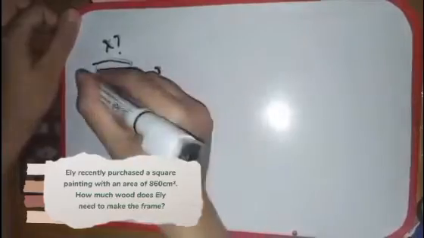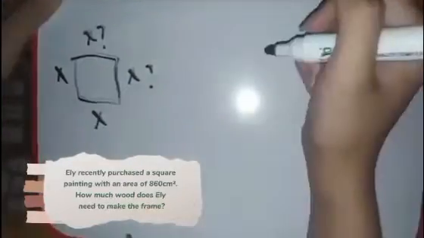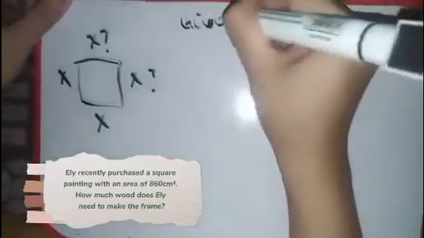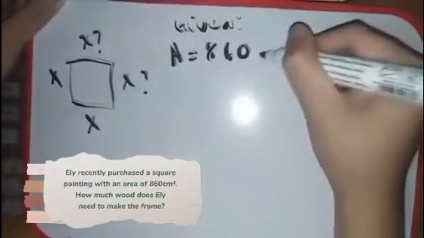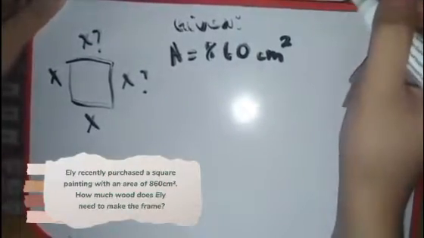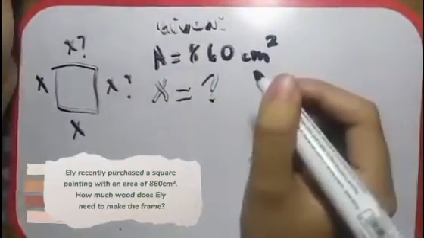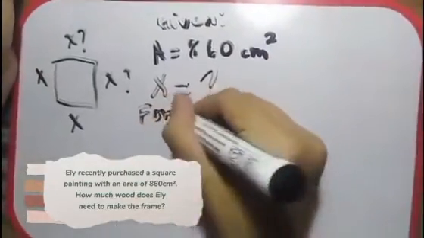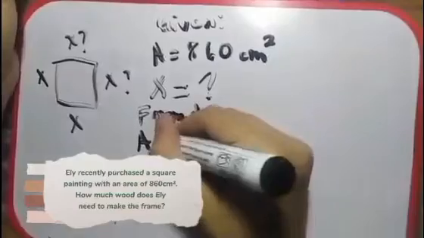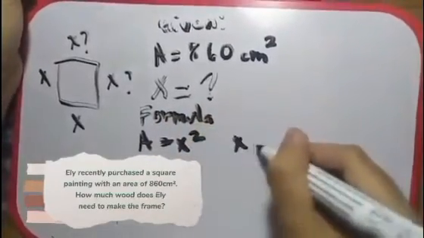Ellie recently purchased a square painting with an area of 860 cm squared. How much wood does Ellie need to make the frame? Given is the area, 860 cm squared. What we are looking for is x. The formula we will use is area equals x squared.